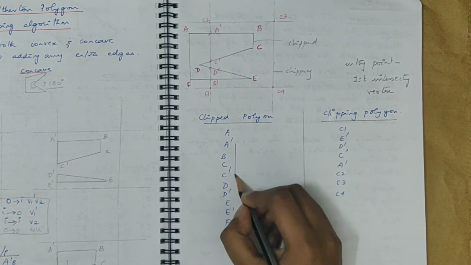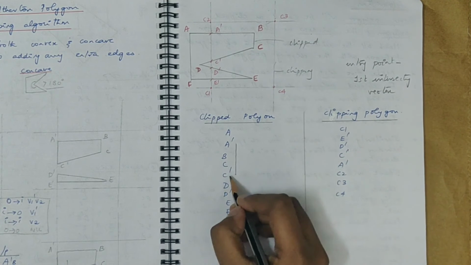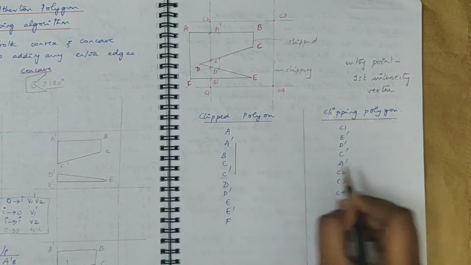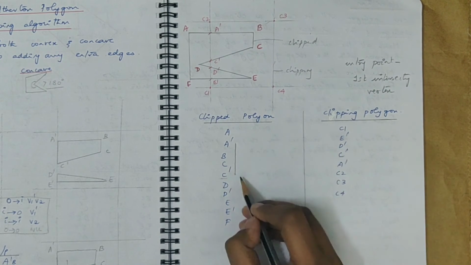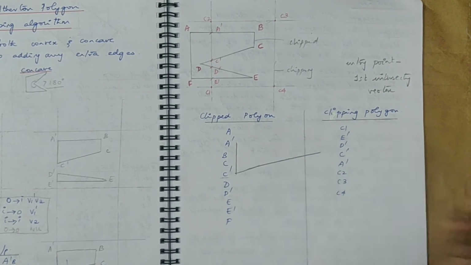Now what you do is you switch to the other list and find this intersecting vertex. Here you can see that C dash is here, so you directly switch to that list.